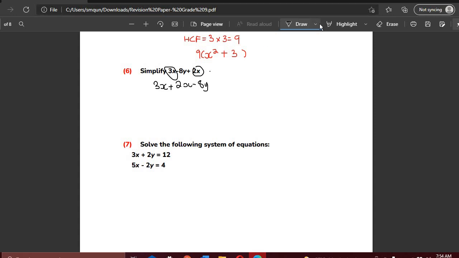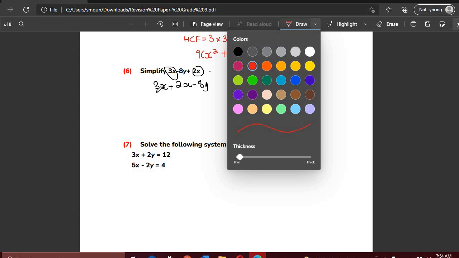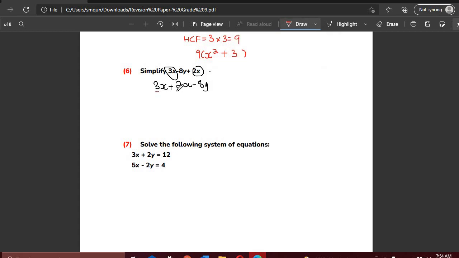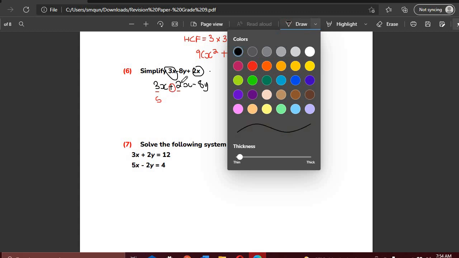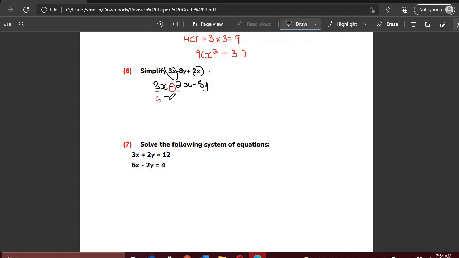So we have 2 like terms here. And these are the coefficients of the 2 like terms. In this case, we're going to be adding because there's a plus sign between the 2 like terms. So we're going to add 3 plus 2, that gives us 5, and we keep the same variable. Okay, so you either add or subtract the coefficients, and you keep the same variable that the like terms have.